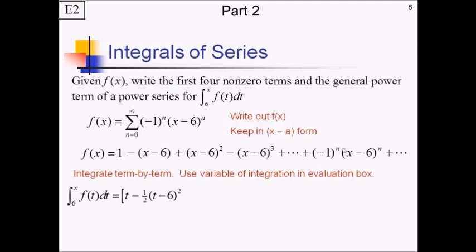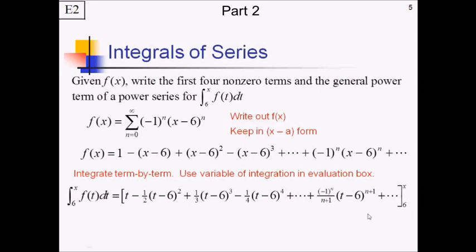Then pause the video and do the rest of these out here. All right, so next I've got 1/3 t minus 6 to the 3rd. This will be minus 1/4 t minus 6 to the 4th. And then finally, for this one, I'm just going to put this in the numerator. I'm going to have negative 1 to the n over n plus 1 times t minus 6 to the n plus 1. I'll put a little dot, dot, dot, because this actually just keeps going. And again, I'm evaluating all of this from 6 to x.